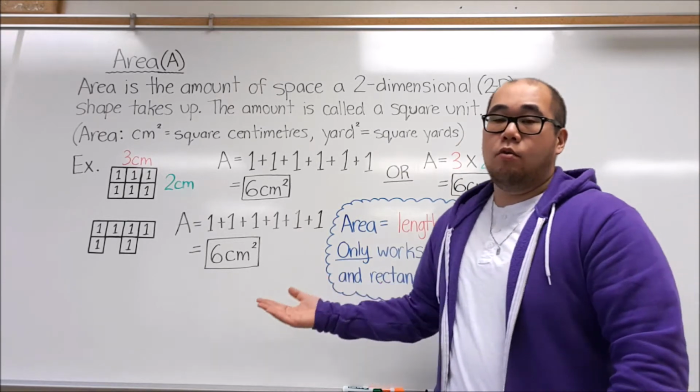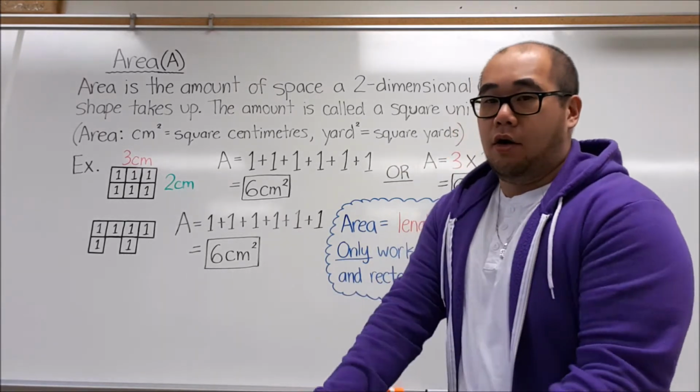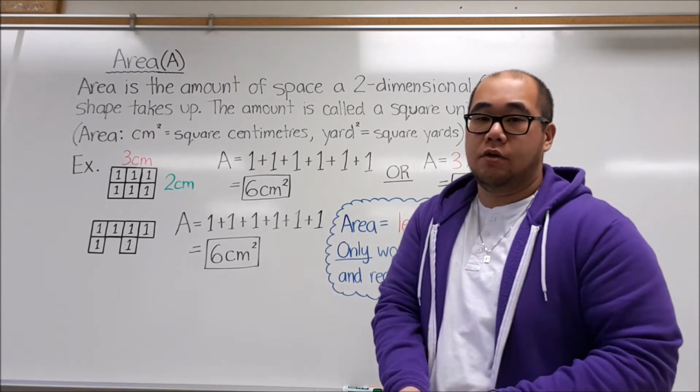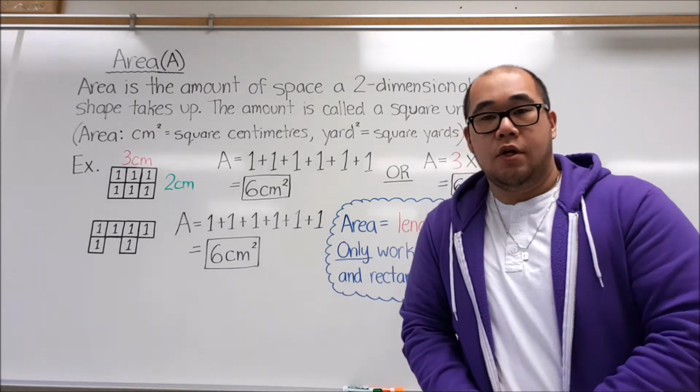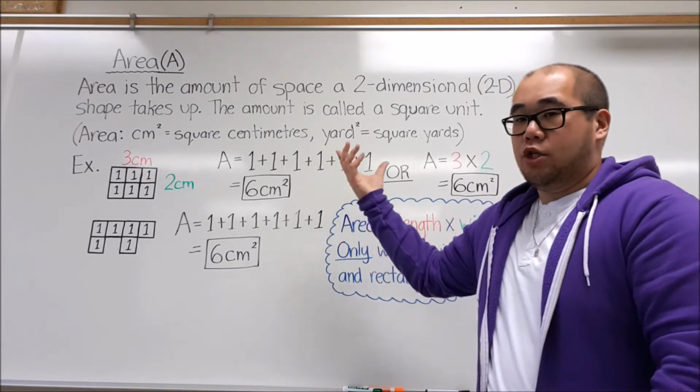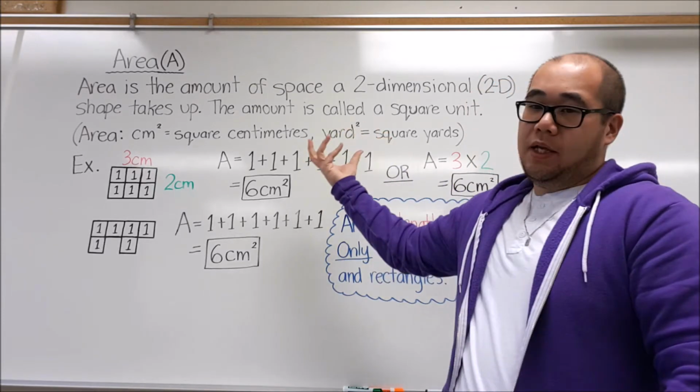So, we know what units are. Units are different ways to measure things. So, there's centimeters, there's meters, there is yards, milliliters. But in this case, we're talking about measuring a shape or an amount in the space.